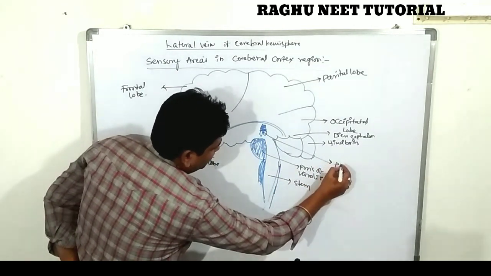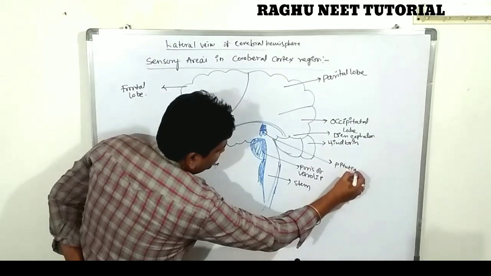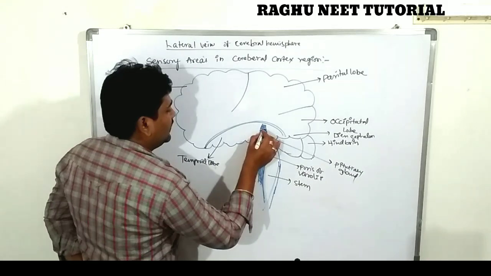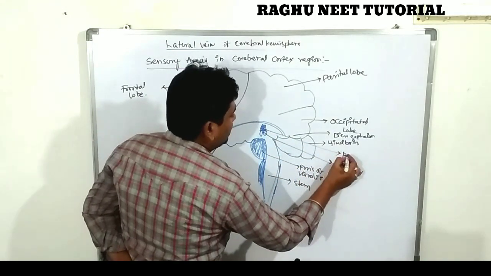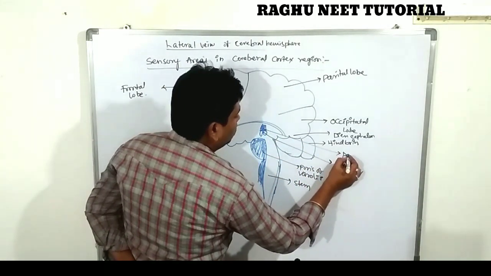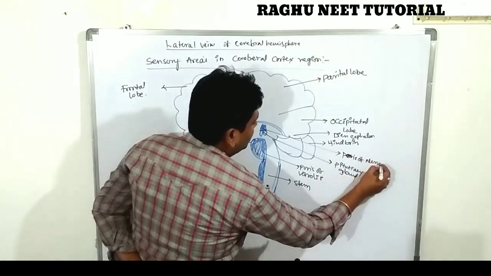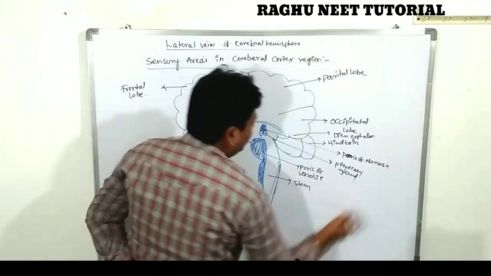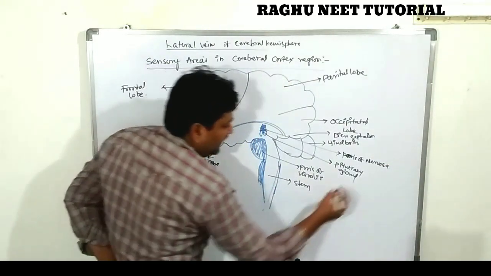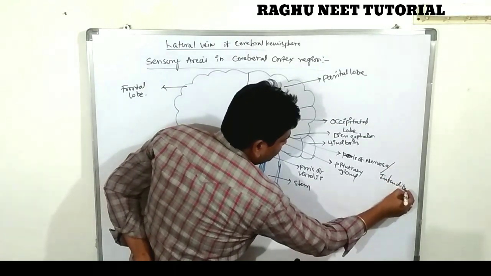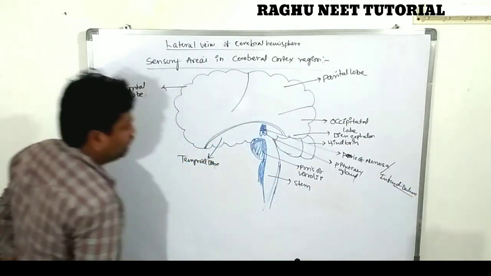Pituitary gland. What is that? Pons of nervosa. Pons of nervosa are commonly known as the infundibulum. Infundibulum.